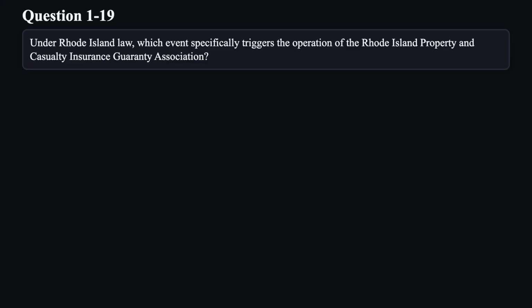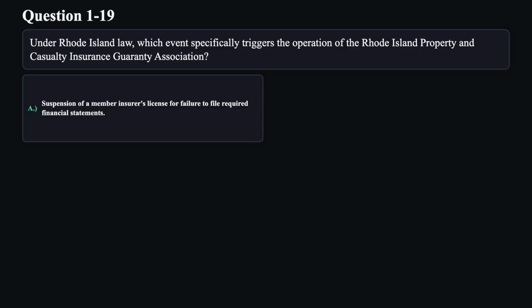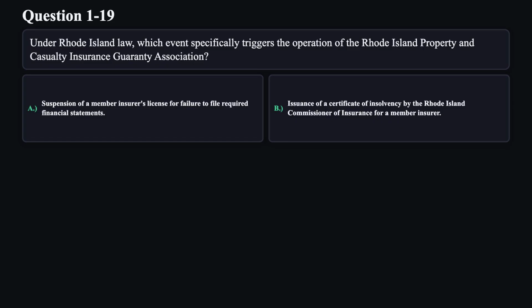Question 19. Under Rhode Island law, which event specifically triggers the operation of the Rhode Island Property and Casualty Insurance Guarantee Association? A. Suspension of a member insurer's license for failure to file required financial statements. B. Issuance of a certificate of insolvency by the Rhode Island Commissioner of Insurance for a member insurer.